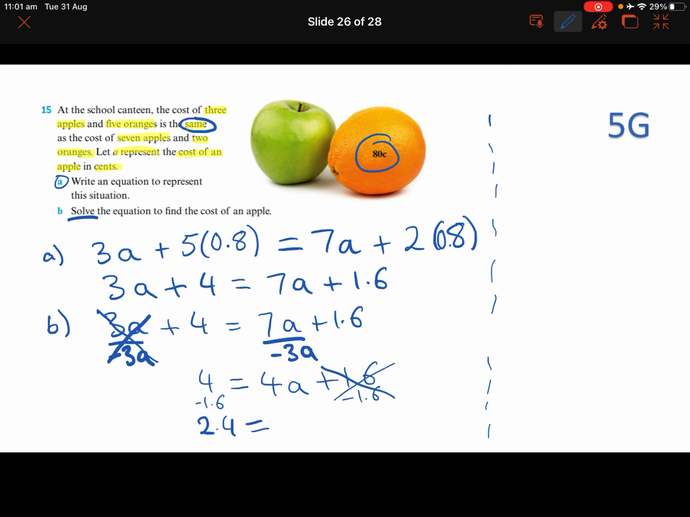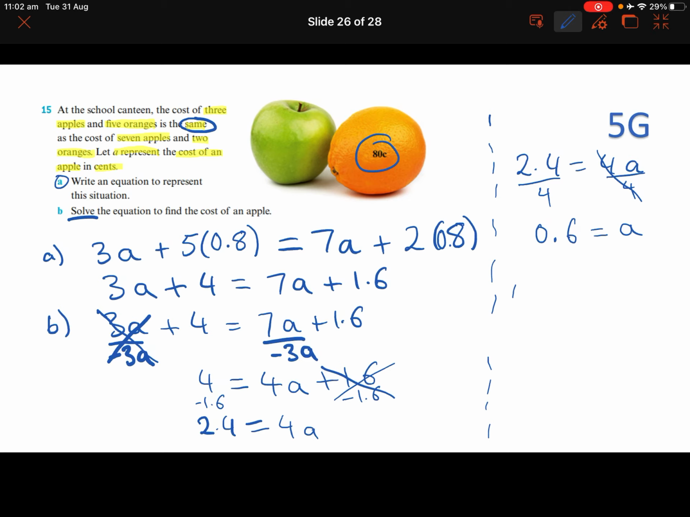And the reason we do this is that cancels out, so we're left with 4a. All right, so I'm just going to go over here. 2.4 equals 4a. Again, we've still got this 4 next to the a, so to get rid of it, any letter next to a number is times. So 4 times a. So what's the opposite of times? Well, we would divide by 4. And we have to do the same on both sides. All right, so that cancels out, and 2.4 divided by 4 is 0.6 equals a.